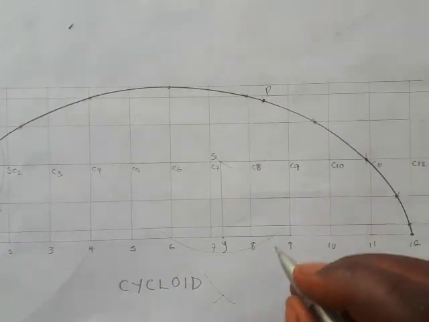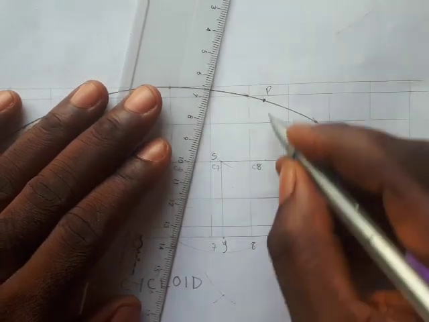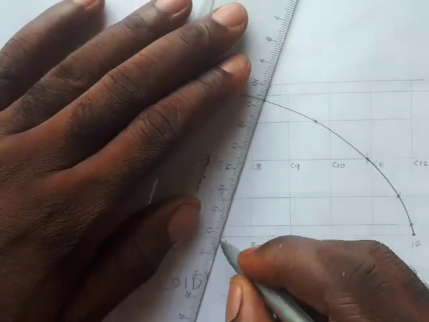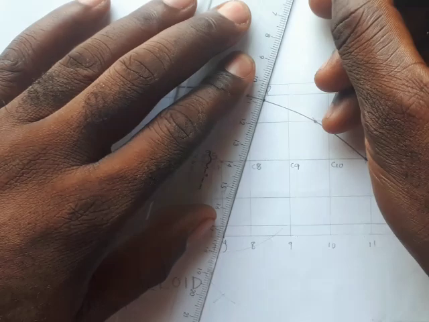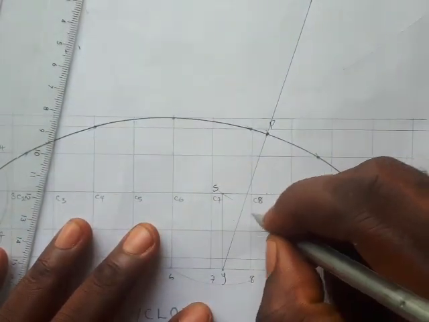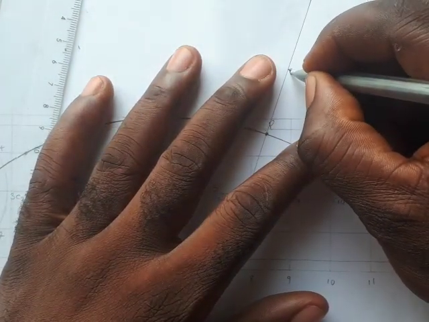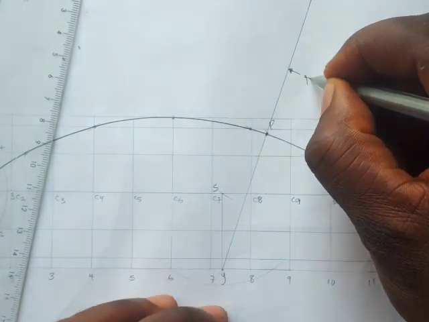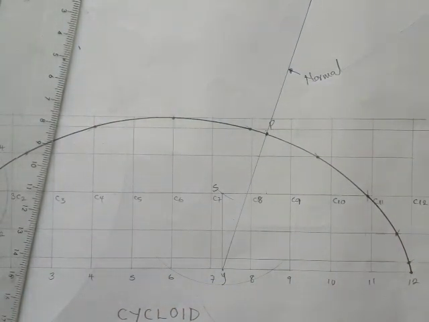The next thing is, after locating this point Y here, connect this point Y to P and extend out. This line you are drawing now is called the normal. This line is the normal. So this is the normal. Now let us construct the tangent.